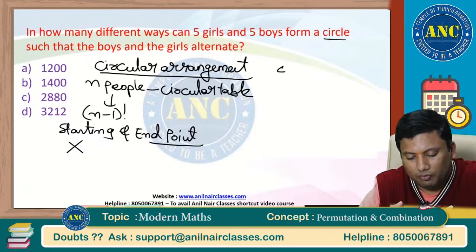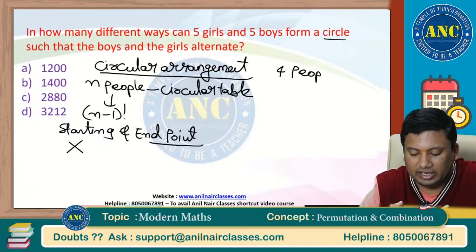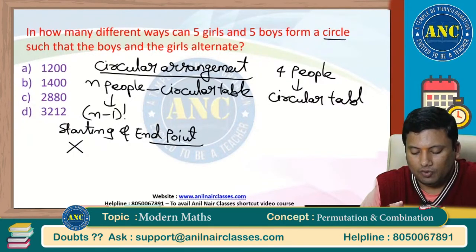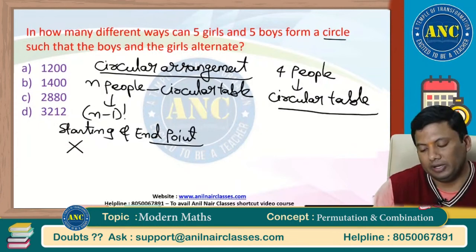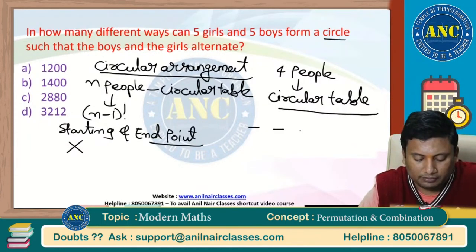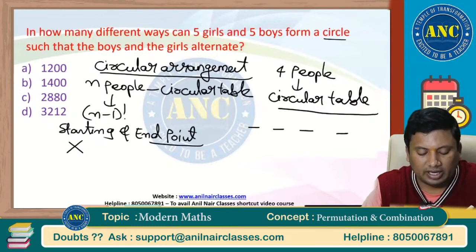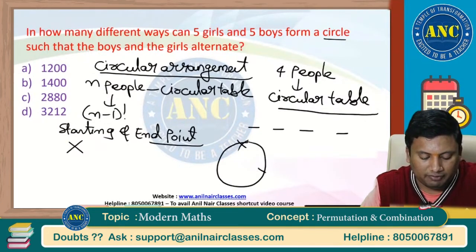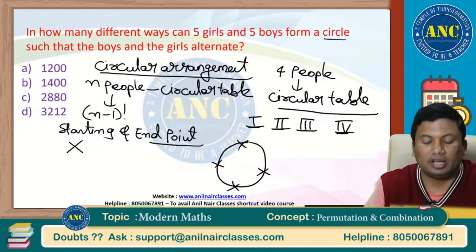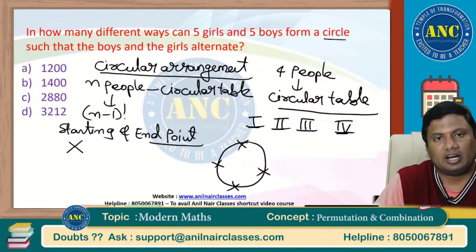Suppose 4 people need to be seated around a circular table. See here, 4 people are to be seated around a circular table with 4 chairs. This is the first person, this is the second person, this is the third person, and this is the fourth person. Listen carefully: first, second, third, and fourth.